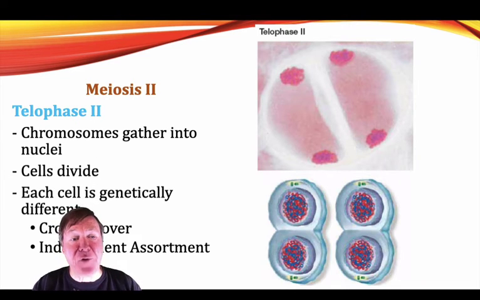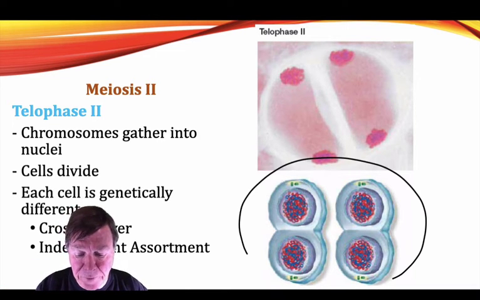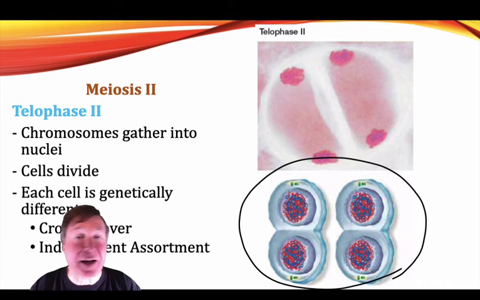Then we get to telophase 2. What happens in telophase? The DNA reaches the poles, the nuclear envelope starts to come back, the spindle fibers disappear, cytokinesis begins. We'll look at the diagram down here. Exact same thing, except there's 2 cells instead of 1 cell, because we didn't replicate the DNA. All right? Each of those cells is different.